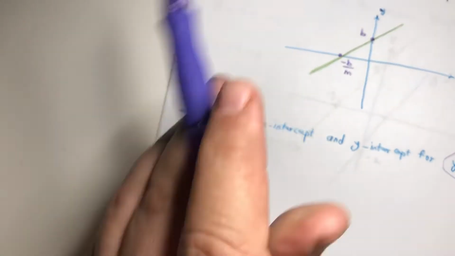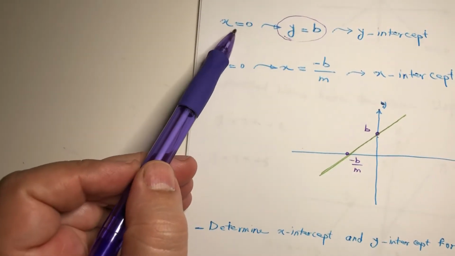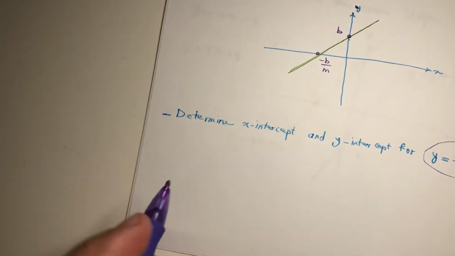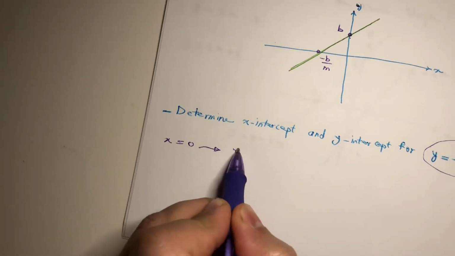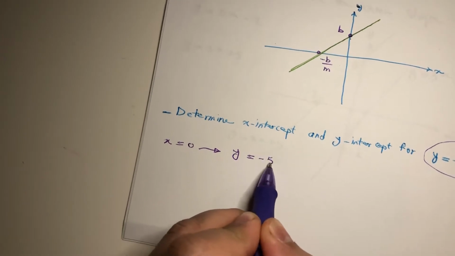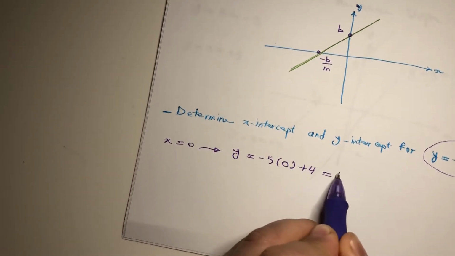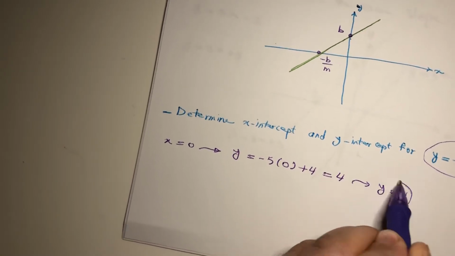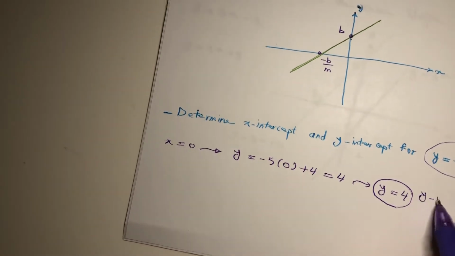As I explained up here, in order to find the y-intercept, you need to put x equal to 0. If we put x equals 0, then we have y is minus 5 multiplied by 0 plus 4, which is 4. So y equals 4 is the y-intercept, right?